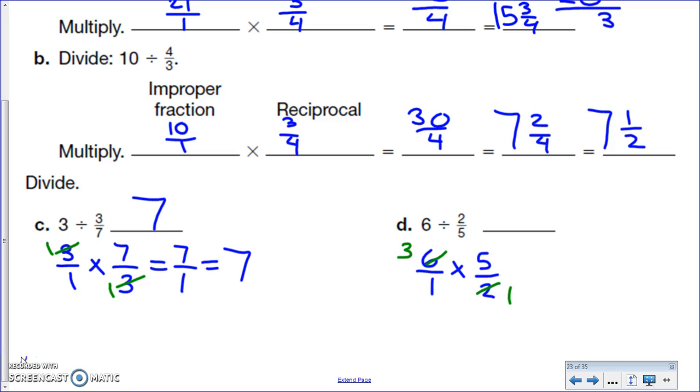Now we just have to multiply across. 3 times 5 is 15. 1 times 1 is 1. So we get an answer of 15. So 2/5 will go into 6 15 times.